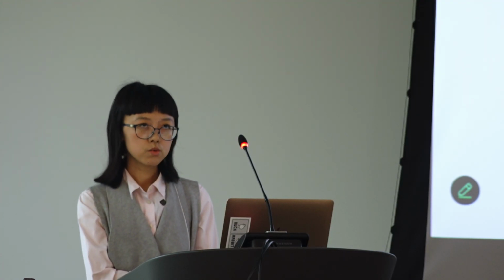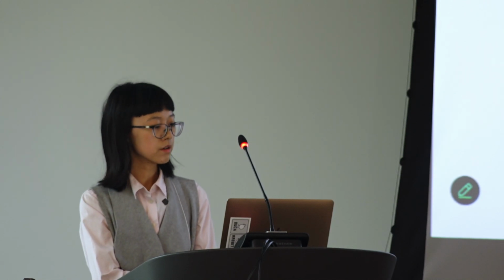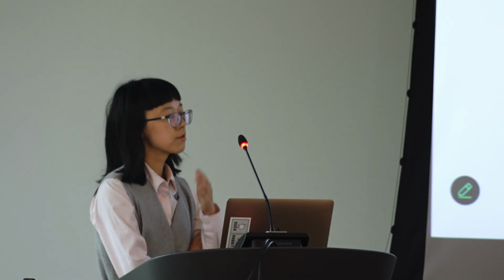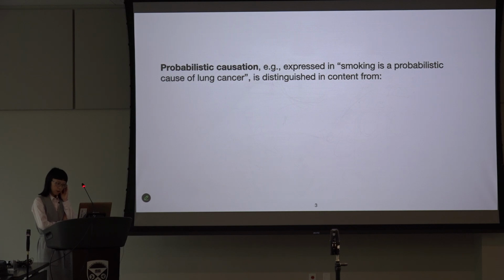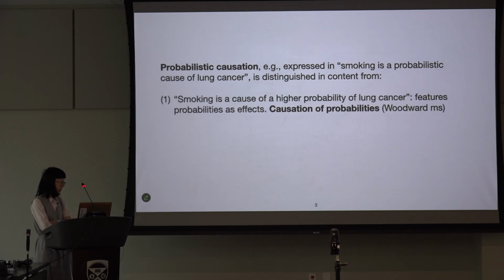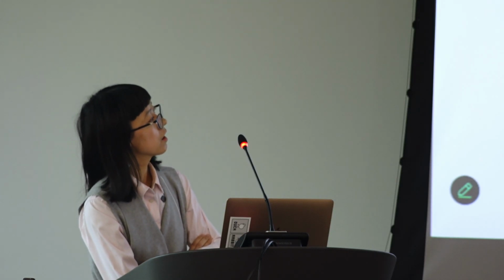Now, there are different ways in which probability and causation can go together. So it is important for my purpose to distinguish probabilistic causation from two other closely related but different ideas. Probabilistic causation, as expressed in the sentence, smoking is a probabilistic cause of lung cancer, is different from, first, smoking is a cause of a higher probability of lung cancer, which features probabilities as effects rather than probability as modifying the causal relation itself. So we may call this causation of probabilities.